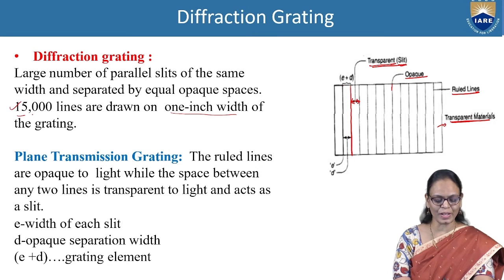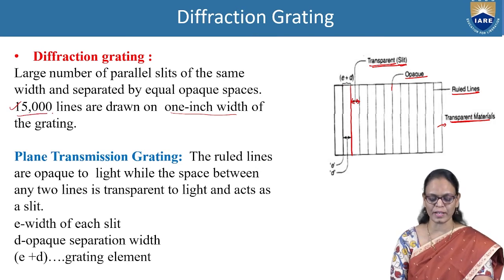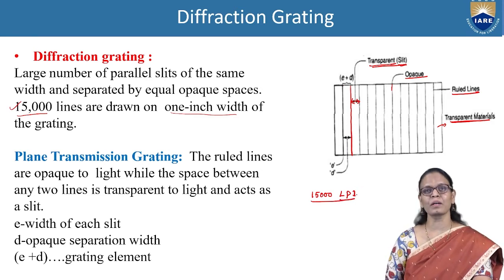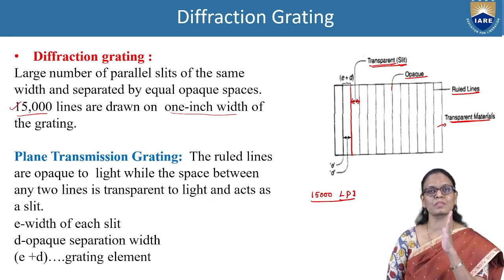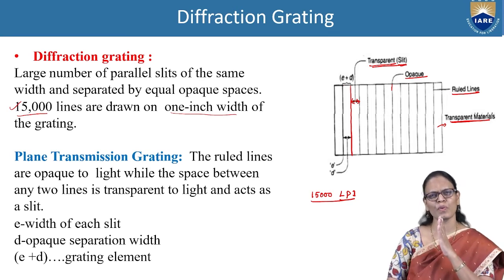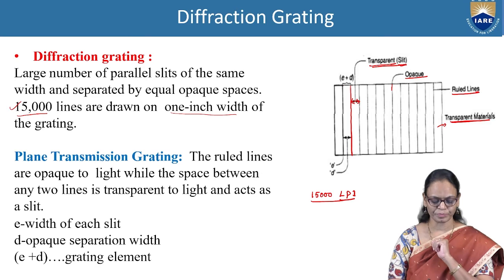Now, how many lines can we draw? 15,000 lines per inch. So we will write it as 15,000 LPI. You should understand this notation. When we write LPI, it means lines per inch. So nearly 15,000 lines on 1 inch, you imagine how close these lines are drawn. And so the region in between these lines will now act as slits. So the slits are placed very close to each other.